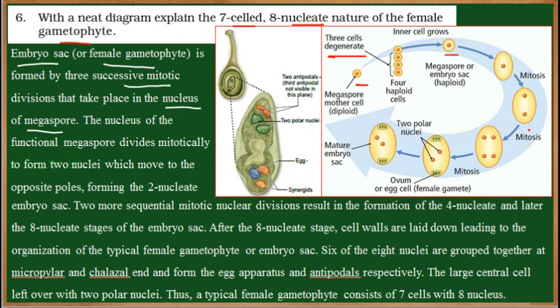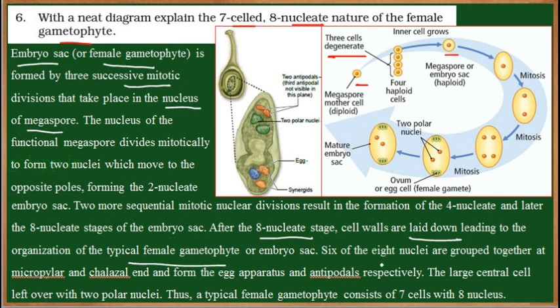So once these nuclei reach the opposite ends, they divide, giving rise to 2 nuclei, and these 2 nuclei again undergo a third mitotic division. So at each end now there would be 4 nuclei. Now from each end 2 nuclei will move towards the center, and there would be 3 nuclei at each end. After the 8-nucleate stage, the cell walls are laid down, leading to the organization of a typical female gametophyte.